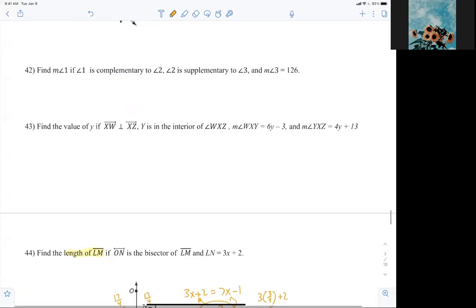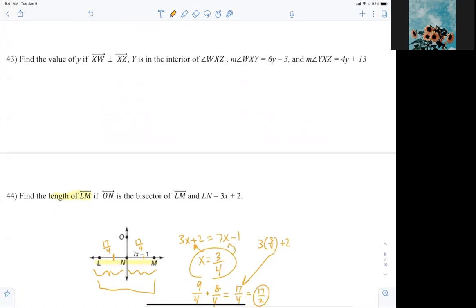Okay, so let's look at 43. What's the symbol in between? This right here. That just means perpendicular. Oh, okay. That's the symbol for perpendicular. So here we go. XW is perpendicular to XZ. So this would have to be X, this would be W, this would be Z. Drawing them out is important. Y is in the interior of WXZ. So Y is over here somewhere. Do you agree? Yes.